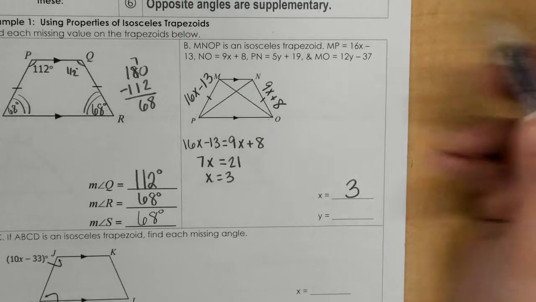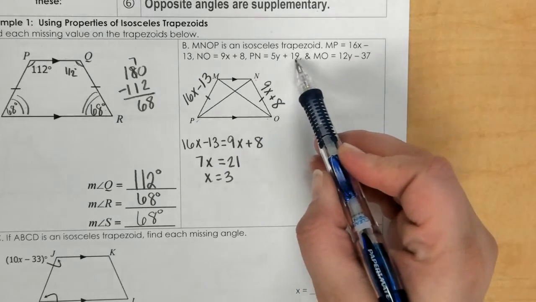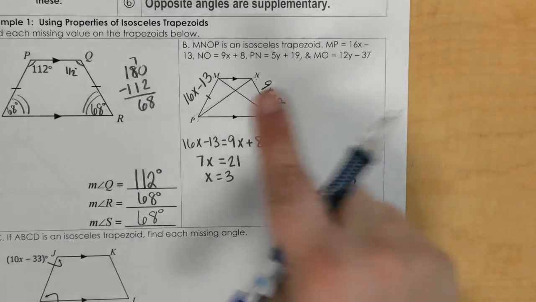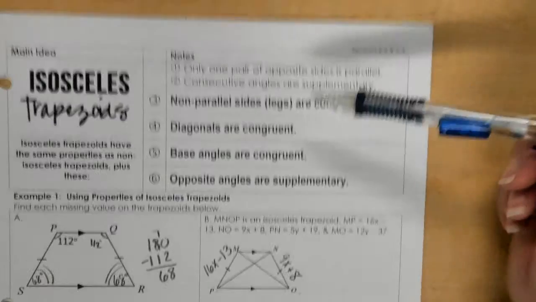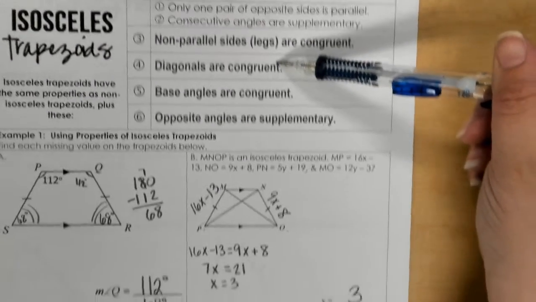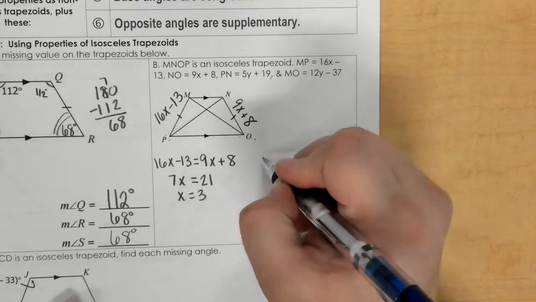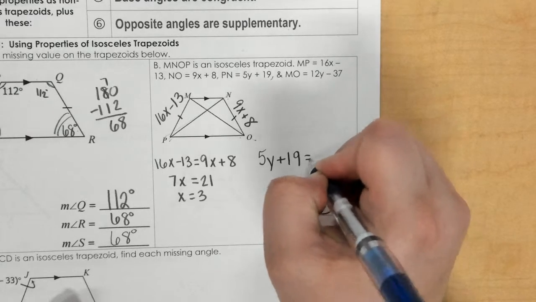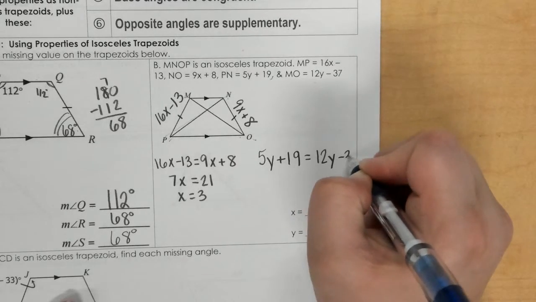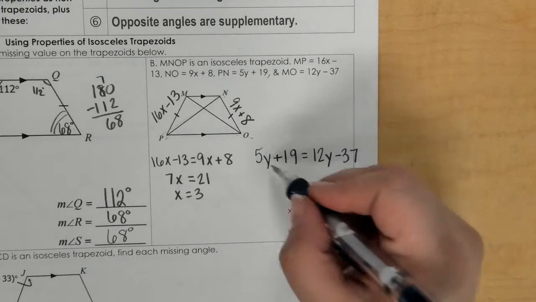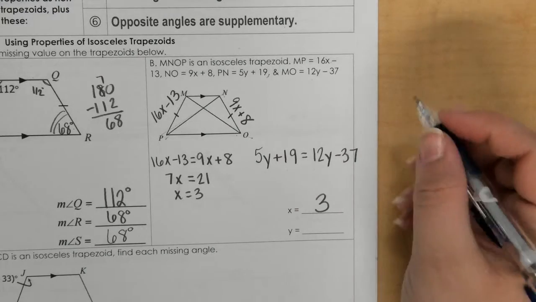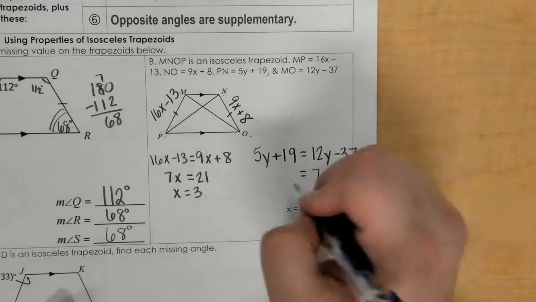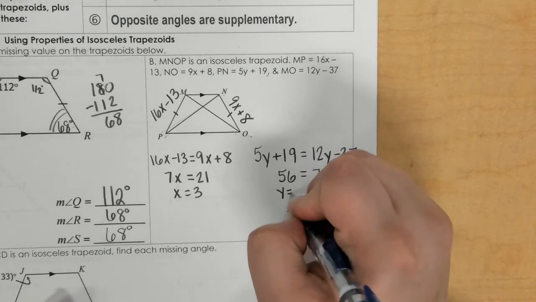For y, we have that PN is 5y plus 19, and that MO is 12y minus 37. We're just going to set those equal because it tells us here that the diagonals are congruent. So I would say 5y plus 19 equals 12y minus 37. I would subtract my 5y first and get 7y. I would add my 37 over and get 56. So y would be 8.